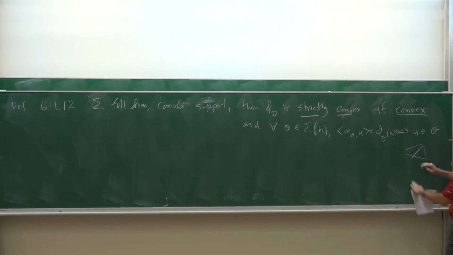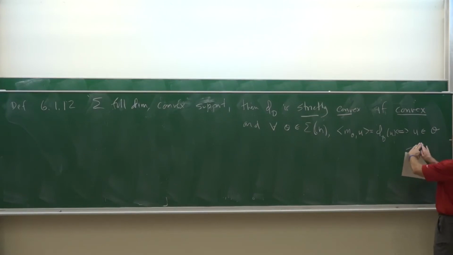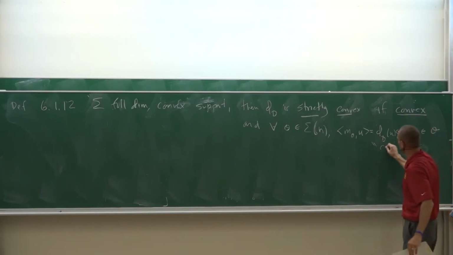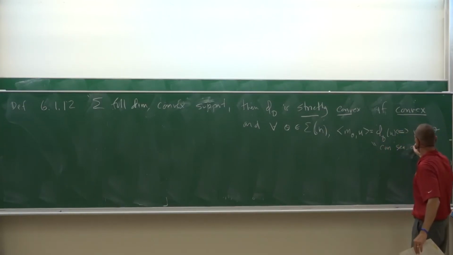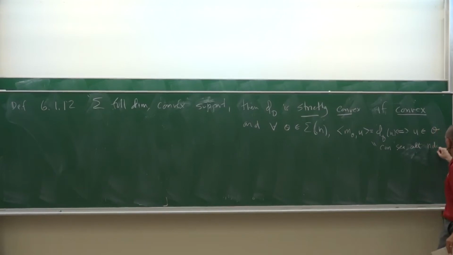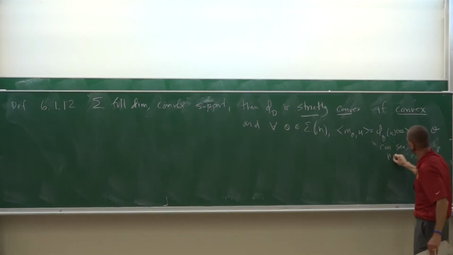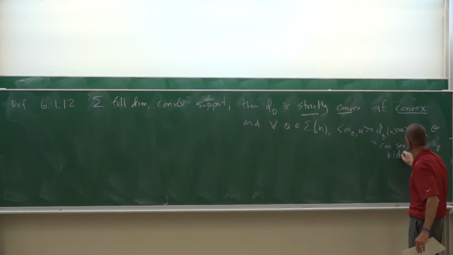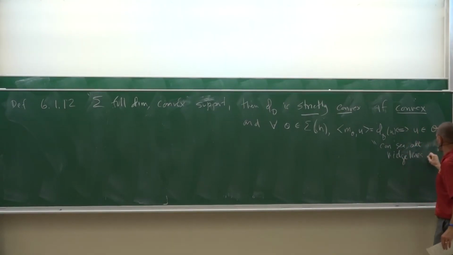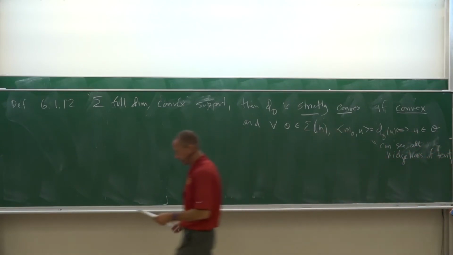So what I want for strict convexity is I want to see the ridge line of the tent. So every time I go from one cone to another, I want to actually bend. So what this says is that you can see all the ridge lines of your tent. And here, tent is your support function, right? So every time I cross a wall, I can see the ridge line. So that's what the strict convexity definition is.